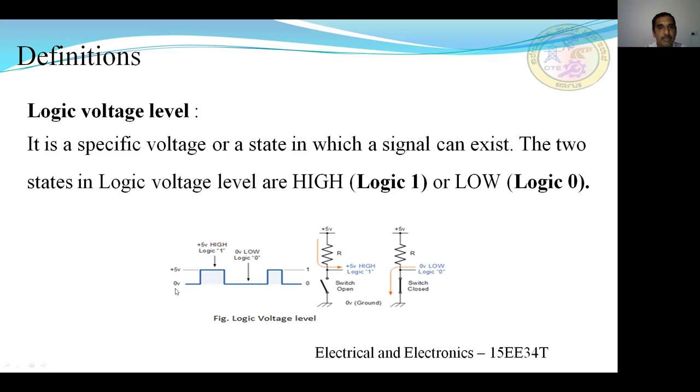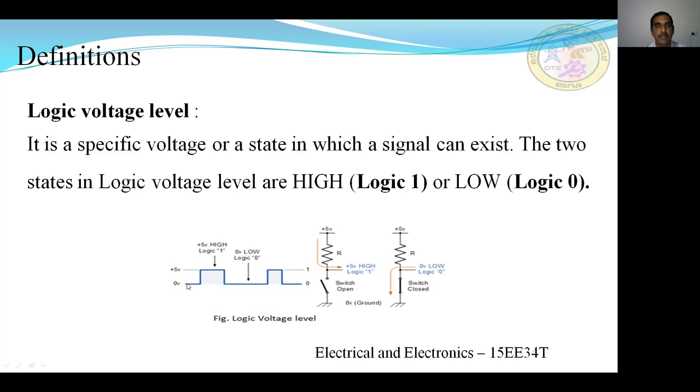Now if you observe this figure, this is 0 volts, this is a low state, and this is plus 5 volts, it is a high state. Okay, so plus 5 volt or high state or logic 1. Similarly, if you come here, it is 0, so we call it logic 0 or low. So this is the high state and this is the low state.